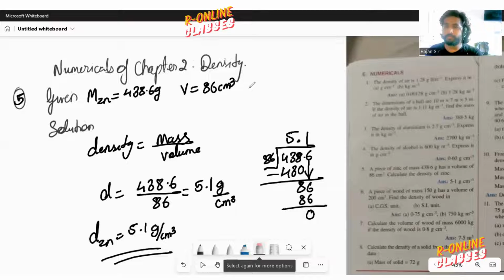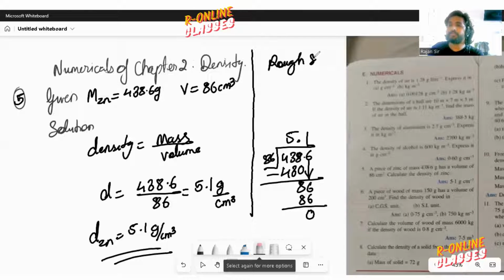And make sure whenever you're practicing numericals, you're writing the calculation on the rough side on the same page for calculation. Show the calculation and that will boost your confidence as well. Let's go to the next one.